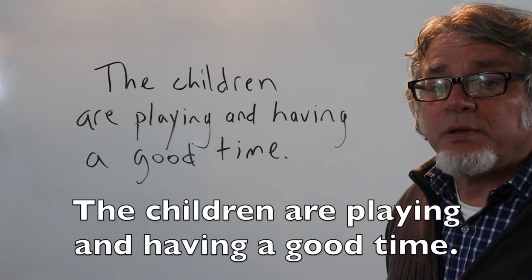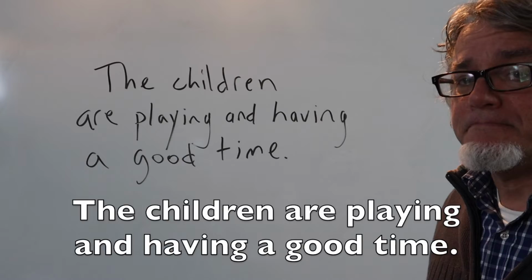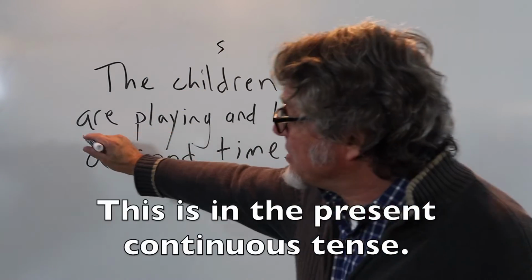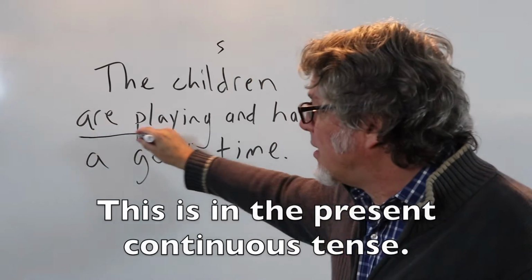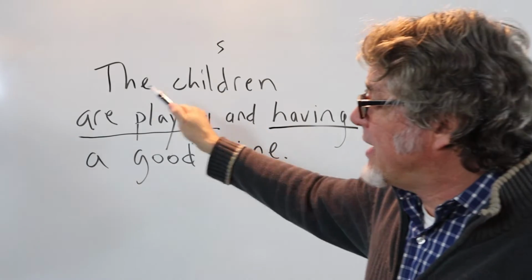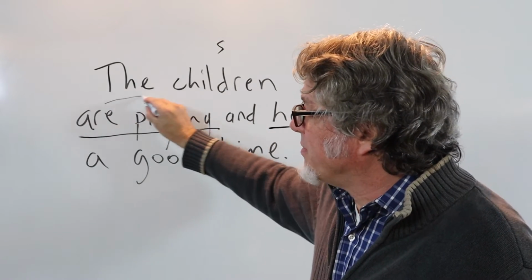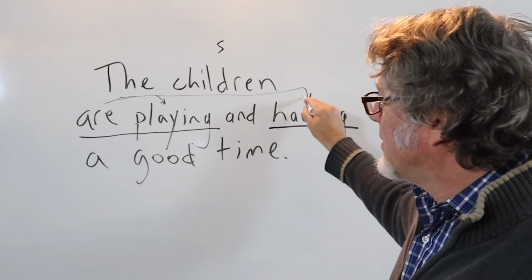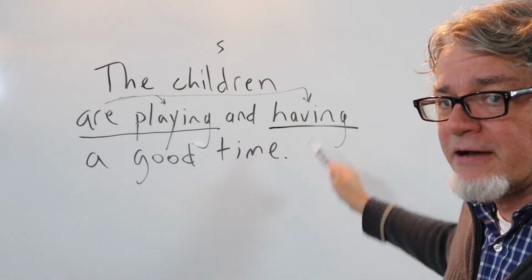The children are playing and having a good time. Here's the subject, and this is in the present continuous tense, are playing and having. This helping verb is used with both of these main verbs in the compound verb, are playing and having.